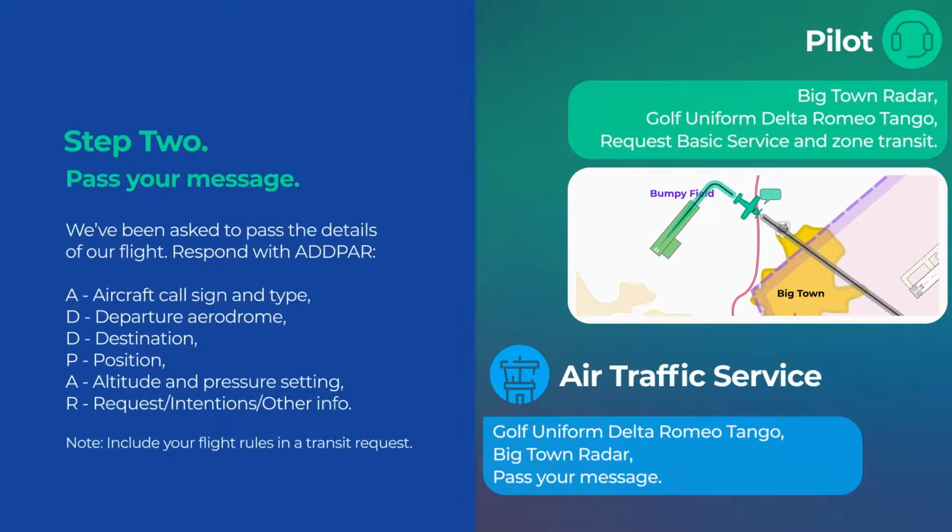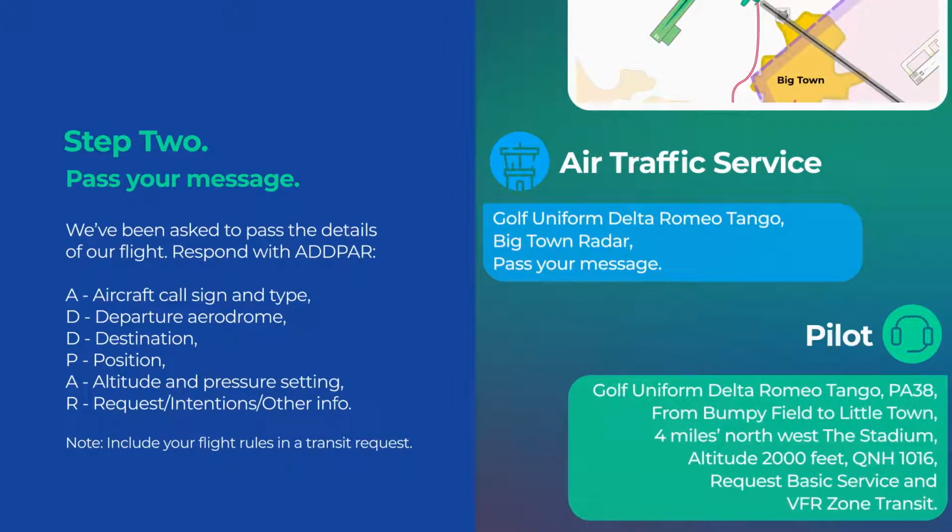We've been asked to pass the details of our flight. To remember what to pass in the correct sequence, use the acronym ADPAR. A. The aircraft call sign and type. D. Your departure aerodrome. Another D. Your destination. P. Your current position. A. Your altitude and pressure setting. And finally, R. Here you state your request or intentions or other information as appropriate. Note, include your flight rules in the transit request here.